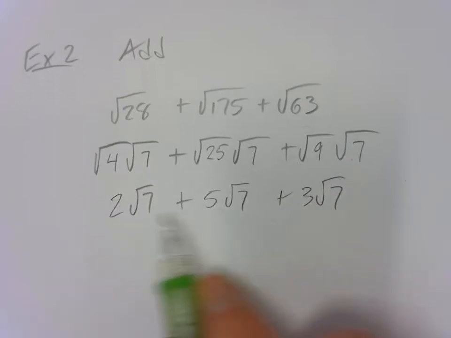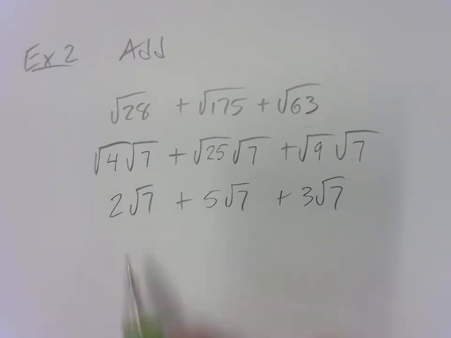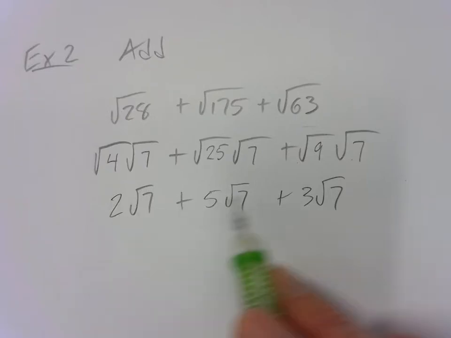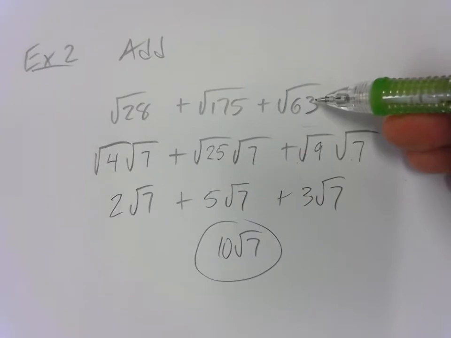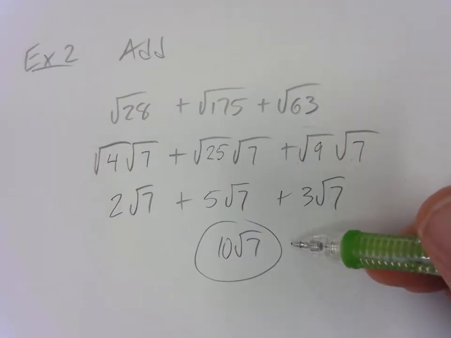Since these are all like terms, I can add together the coefficients in the front. Remember, the number in front is called the coefficient. So that'd be 7, and then 3 more would be 10. So it's 10 radical 7. So this statement up here of adding these 3 radicals together is the same thing as 10 radical 7.